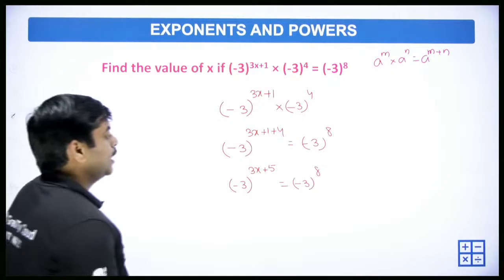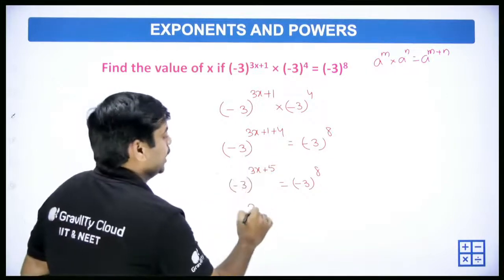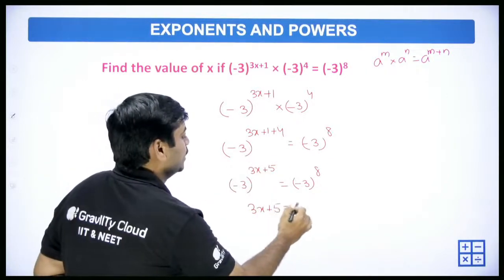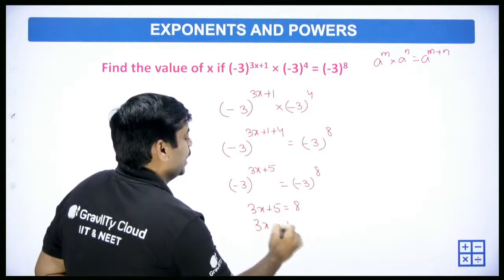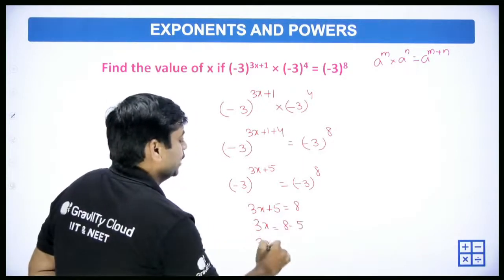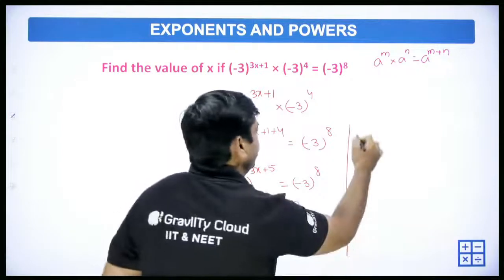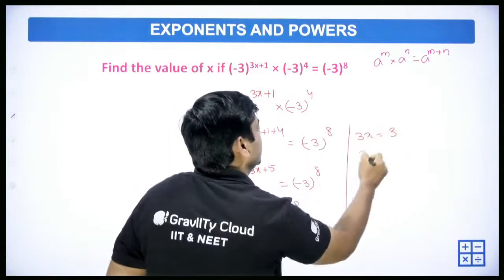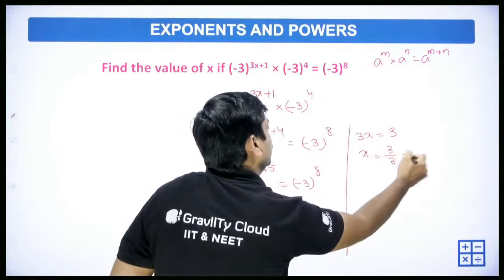Minus 3 power 8. Okay. So now we can equate these two. So you can write 3x plus 5 is equal to 8. So 3x is equal to 8 minus 5. So 3x is equal to 3. Divide by 3. So x is equal to 3 by 3, which is equal to 1.